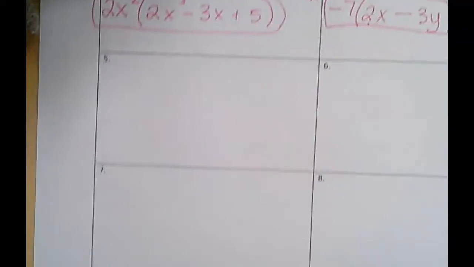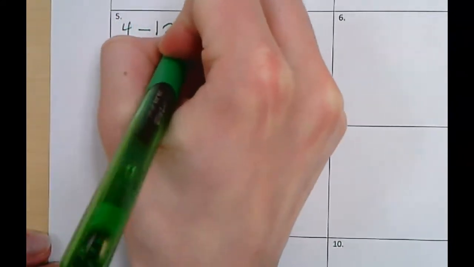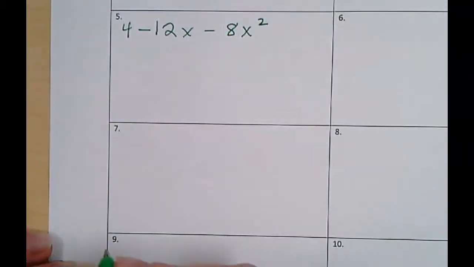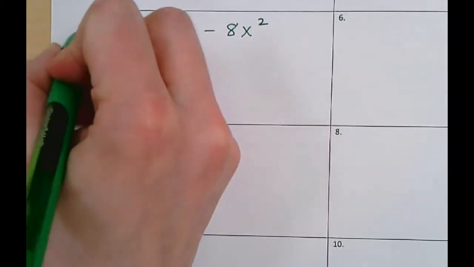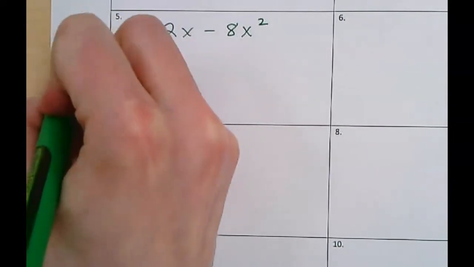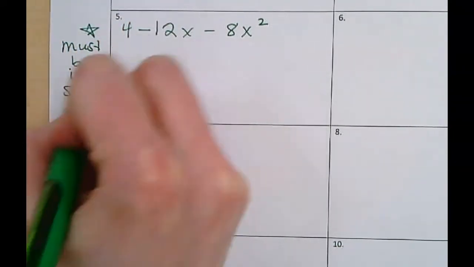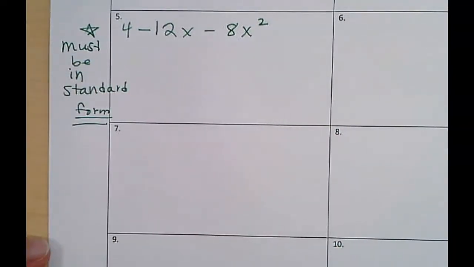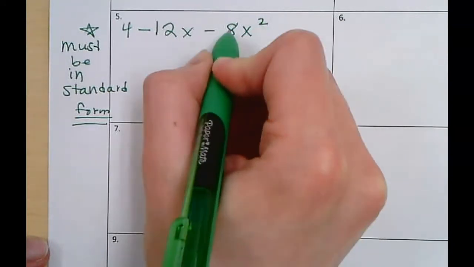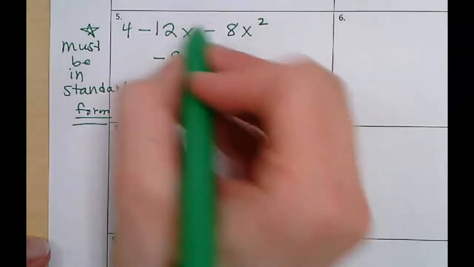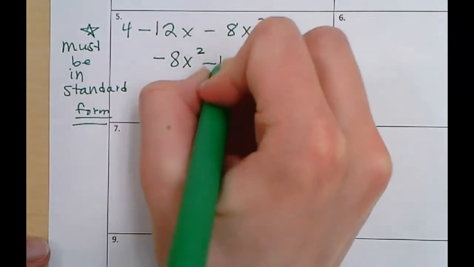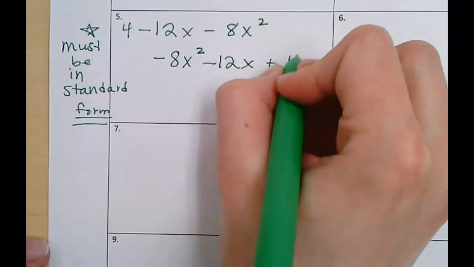Let's look at number 5. Number 5 is 4 minus 12x minus 8x squared. Glancing at this problem, you can probably see that they have a 4 in common, but we are not in standard form. Put a little star here. Must be in standard form. So in standard form, this is my highest degree. I have to take the entire coefficient with it. So negative 8x squared. The next highest is x to the first power, so negative 12x. And then my 4 is positive, will go on the end.